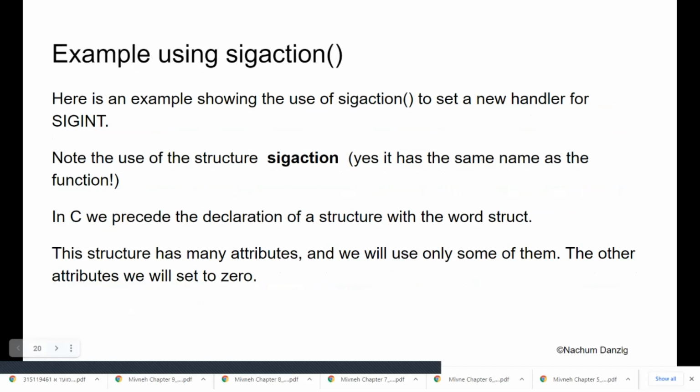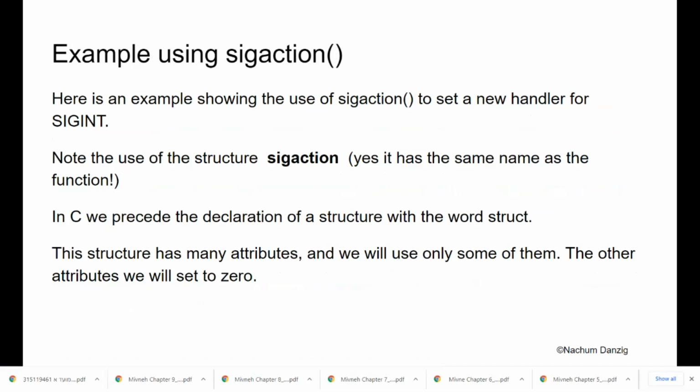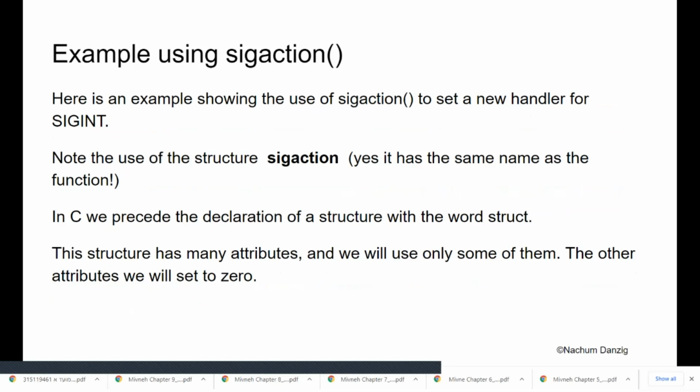So, an example using Sig Action. Here is an example showing the use of Sig Action to set a new handler for SIGINT. Note the use of the Sig Action structure. Yes, it is the same name as the function. It's kind of confusing. There's a function called Sig Action and there's a structure called Sig Action.